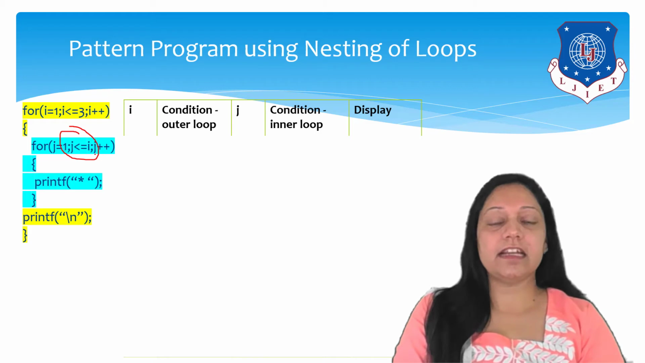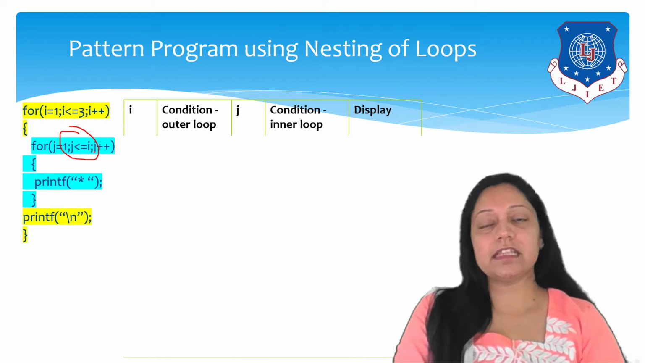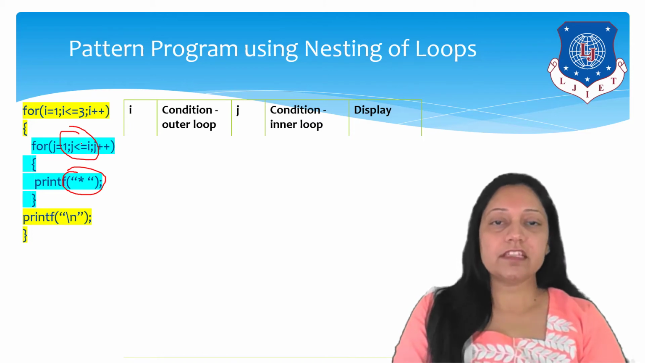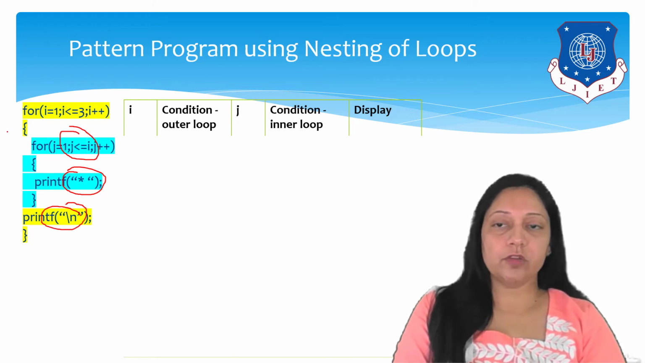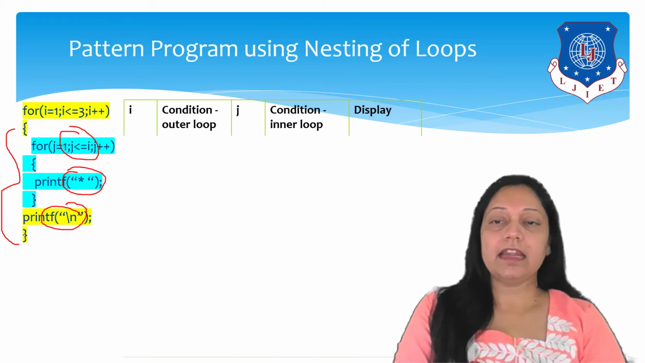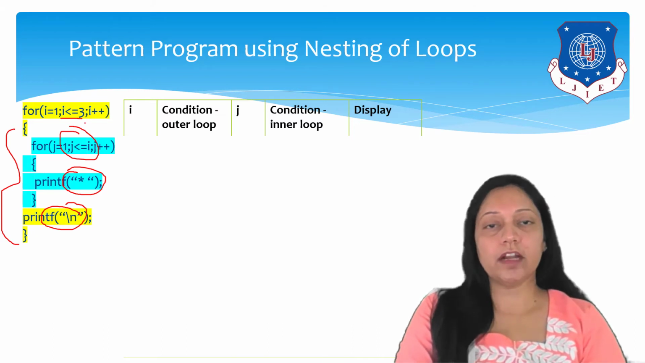If the condition is satisfied, if the column value is less than or equal to the row value, then a star is printed. If this condition is false, then it will come out of the inner loop and execute the statements of the outer loop. This is the statement of my outer loop, printf("\n"). It means a new line is added, and then again my compiler goes to check the condition of my outer loop.